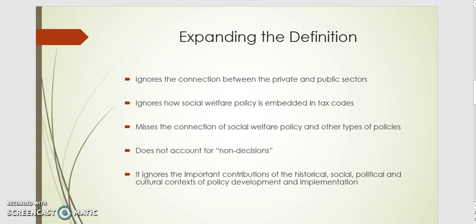The definition by Compton et al. also ignores how social welfare policy is embedded in our tax codes. You may not know that our tax codes specify both the collection and distribution of tax dollars, and as was the talk of the town just a couple of weeks before the new year, the federal government was all about, quote, reforming, end quote, the tax code. Now, the initiatives that they made to give the wealthy a bigger tax break and maybe give you an extra $1.50 a week in your paycheck had nothing to do with tax reform.